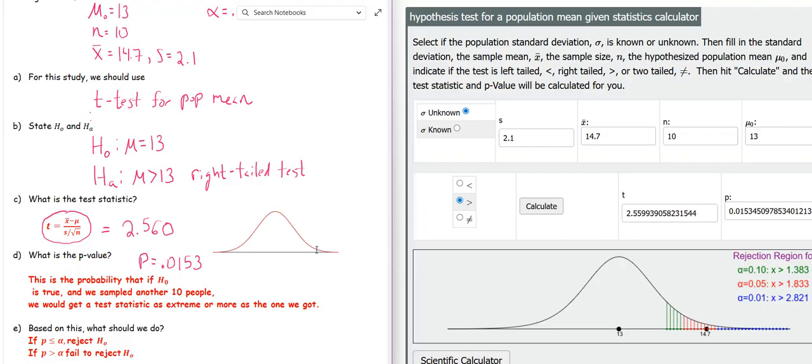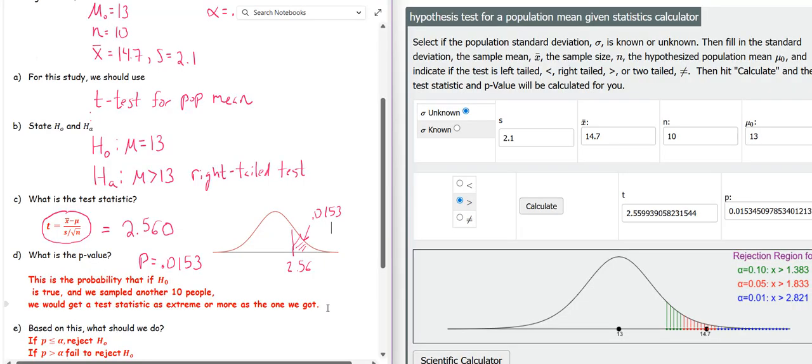So what that means is our test statistic is here, 2.56. And the p-value for a right-tailed test is the area of this tail right here. So this tail has area 0.0153. And that's the probability that if H0 is true and we sampled another 10 people, we would get a test statistic as extreme as the one we got.